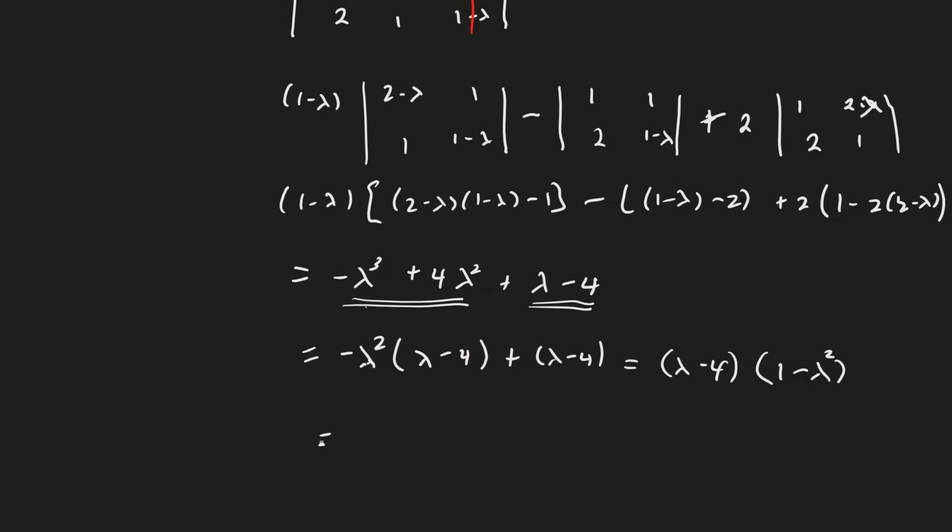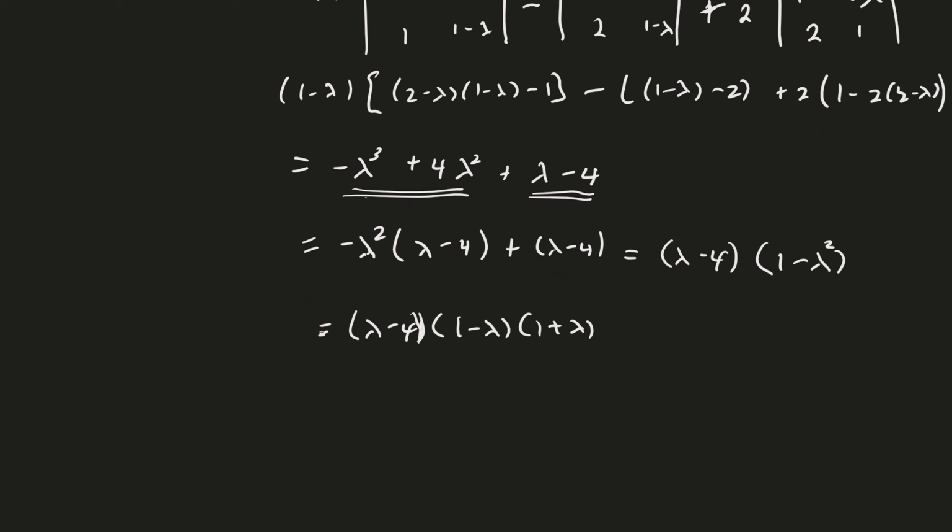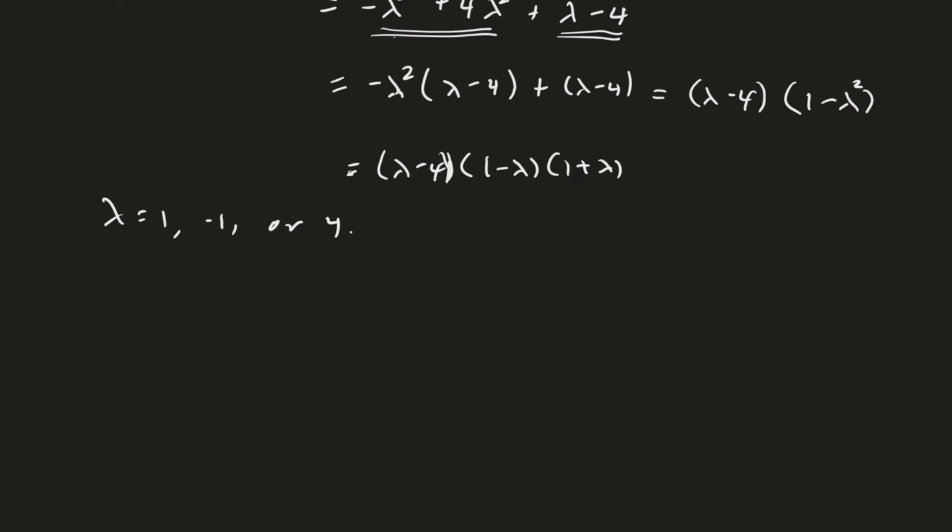Yay! So, I guess the upshot here is look for tricks where you can. 1 minus lambda times 1 plus lambda. And there we go. Good. So lambda equals 1, minus 1, or 4. And now what do we do? We go looking for the eigenvectors. So let's go ahead and do lambda equals 1 first.